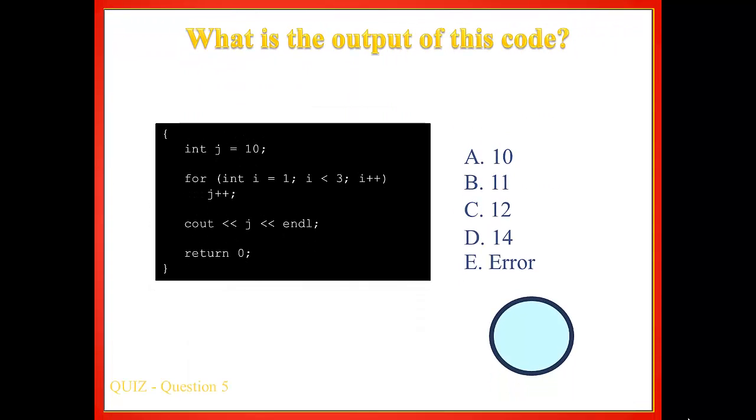What is the output of the following code? The loop only executes twice before I is incremented to the value 3 and the Boolean expression evaluates false. Therefore, J is 12. That's the end of our quiz and today's lecture.